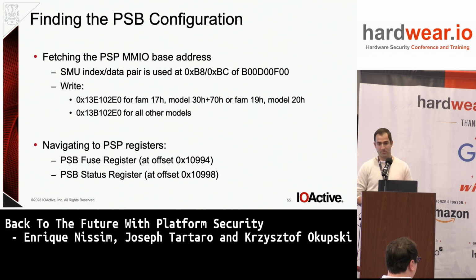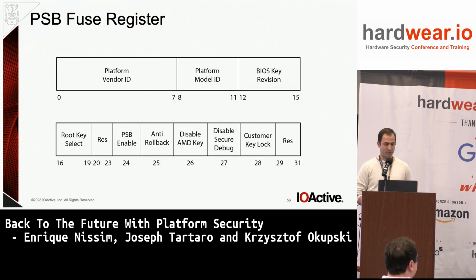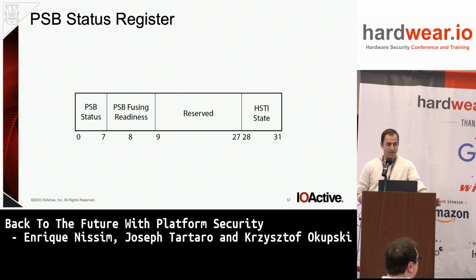And there are two registers which are really of interest to us related to the PSB. One is the PSB Fuse Register, which reflects the PSB fuse configuration, and the other is the PSB Status Register. The PSB Fuse Register is pretty self-explanatory. It has a couple of fields like vendor ID, model ID, etc. But the two fields which are really interesting to us are the PSB enable bit and the customer key lock. If these two bits are set, then we know PSB is enabled, so our root of trust should be fine. And then also the second register is the PSB Status Register.